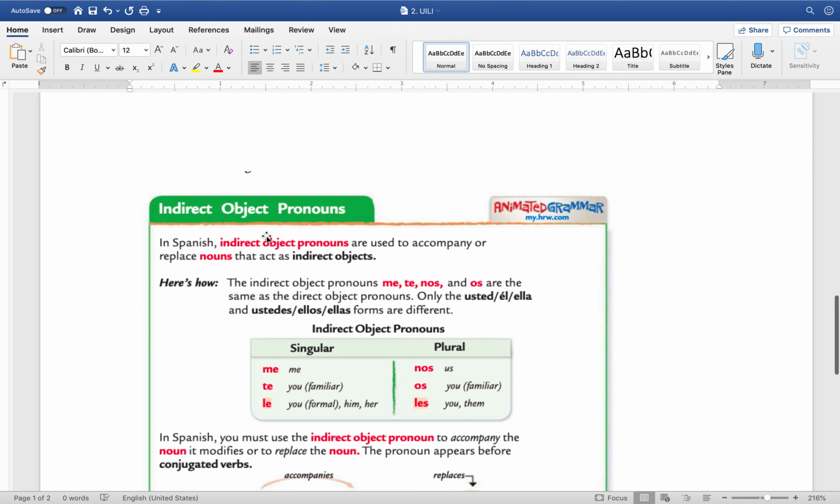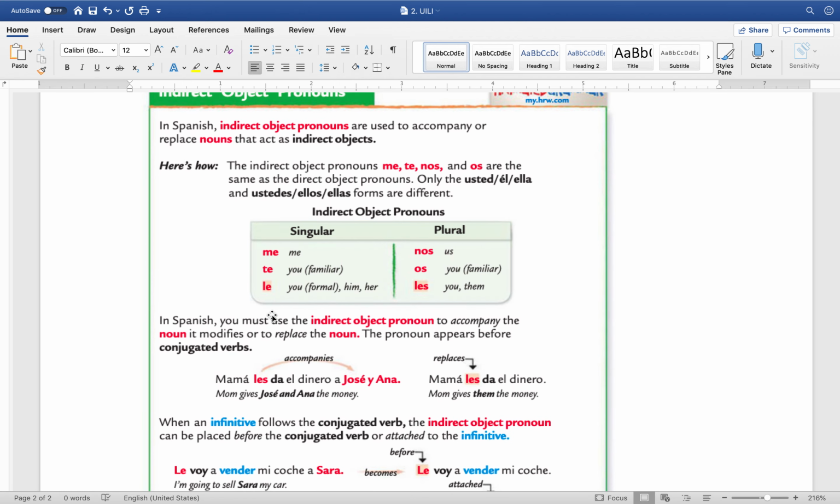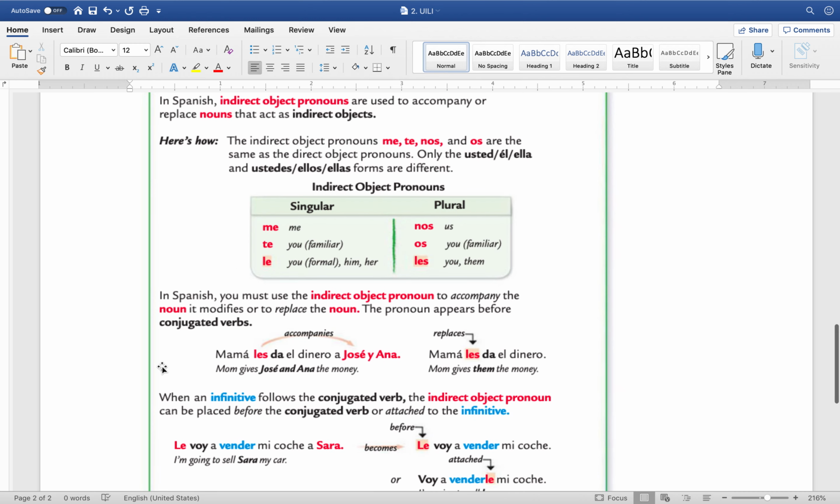Now, in this case, with the indirect object pronoun, you can use the pronoun plus the person's name, okay? It makes sense, but that will be up to you if you want to leave it out or mention it. So let me give you some example here. Mamá les da el dinero a José y a Ana.